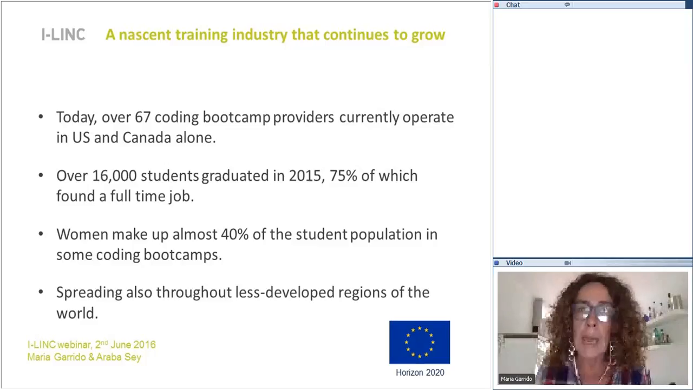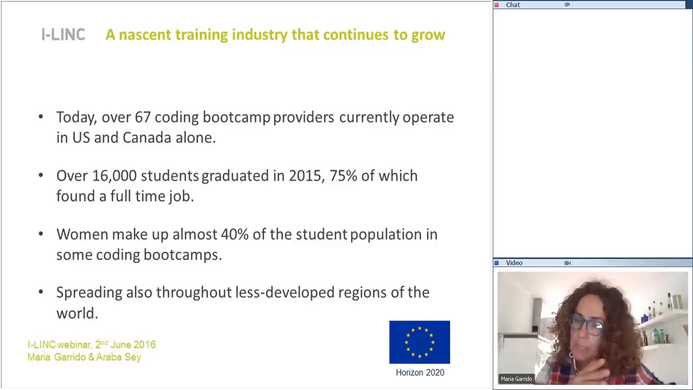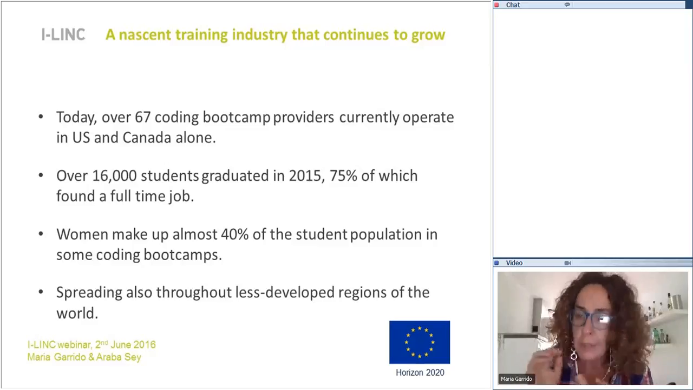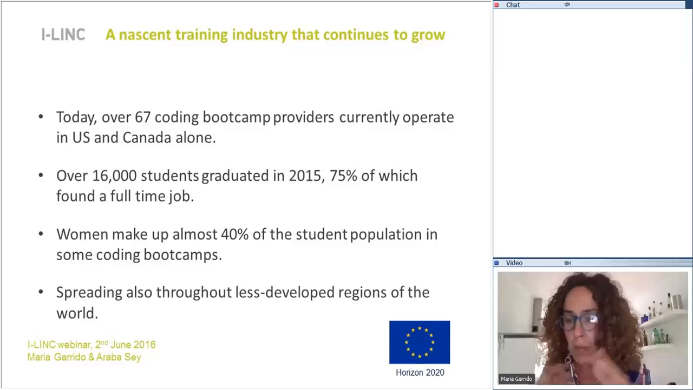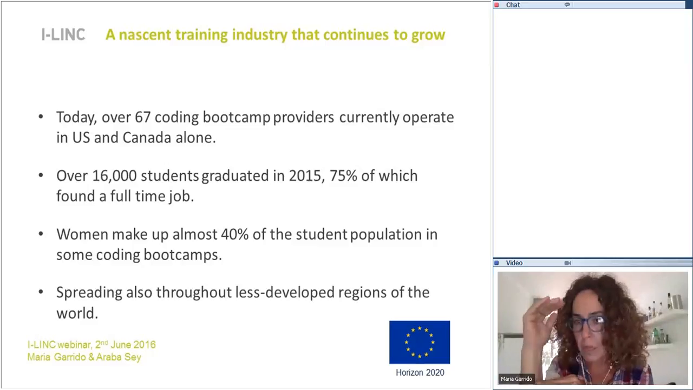Starting in 2013-14, there has been a spread of this form of training in less developed countries, middle income in particular, but also some lower income countries, but most of them in middle income countries: Mexico, Brazil, Argentina, the Philippines, South Africa, countries in that development bracket.